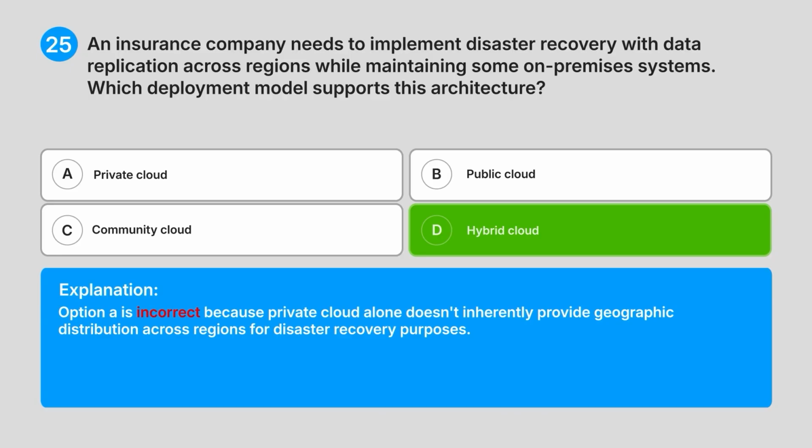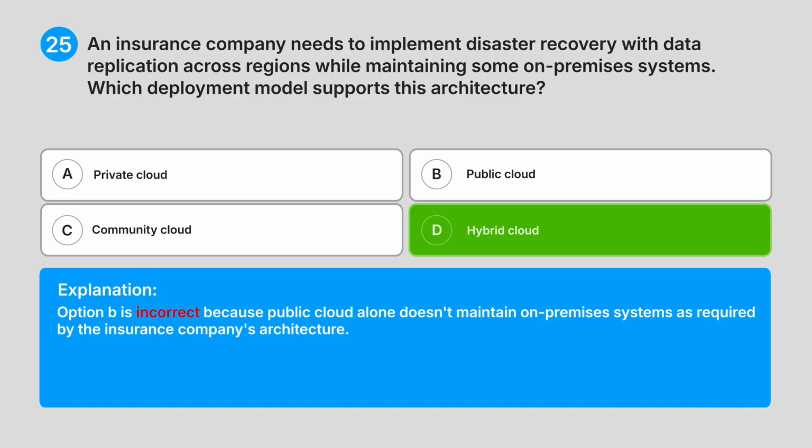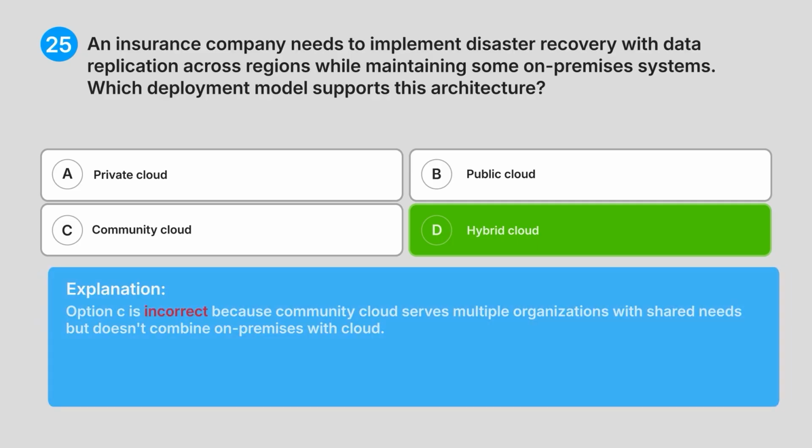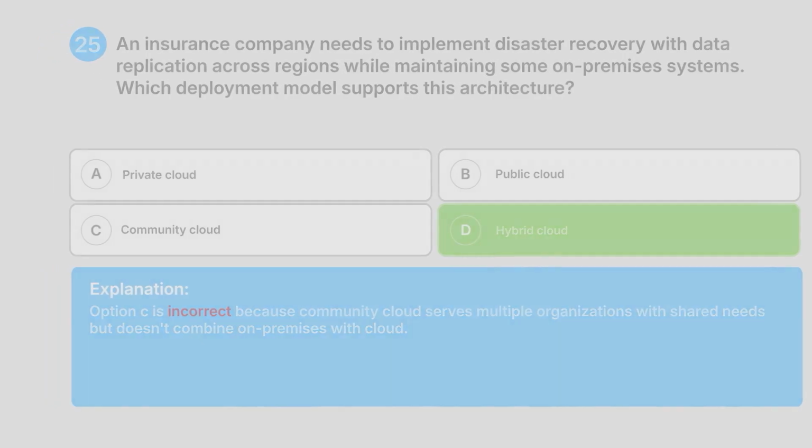Option A is incorrect because private cloud alone doesn't inherently provide geographic distribution across regions for disaster recovery purposes. Option B is incorrect because public cloud alone doesn't maintain on-premises systems as required by the insurance company's architecture. Option C is incorrect because community cloud serves multiple organizations with shared needs, but doesn't combine on-premises with cloud. Hybrid cloud architecture perfectly addresses the complex needs of disaster recovery while maintaining existing on-premises investments.